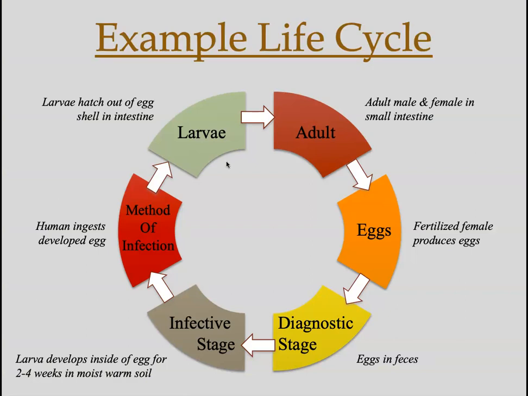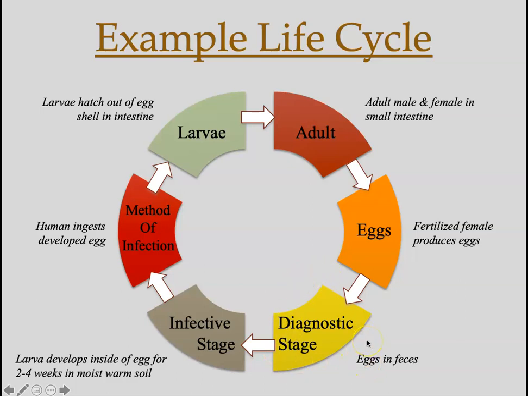So to talk about this a little bit more, I have an expanded life cycle here. And this is just an example. Each parasite is going to have its own unique life cycle. But just for the purposes of introduction and getting familiar with this concept, let's talk through this example that I've drawn out. So let's say you have a male and female adult parasite living in your small intestine. They would mate. The female would become fertilized and produce eggs. She would release the eggs and they would be shed in feces.